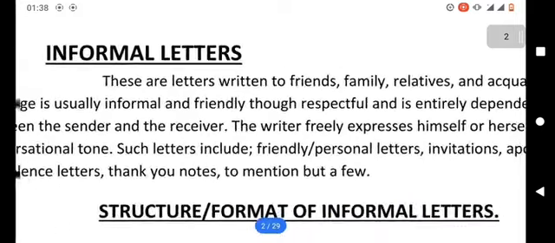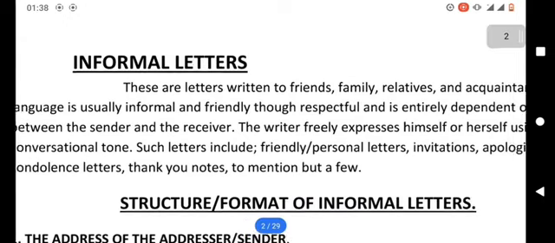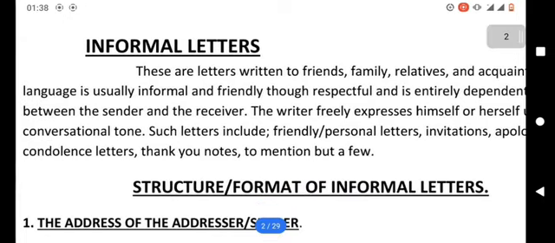and the language we use in informal letters is free to express ourselves. It is free, casual, friendly, personal. Examples I've given you: friendly or personal letters, invitations, apologies, condolence letters, thank you notes, to mention but a few.